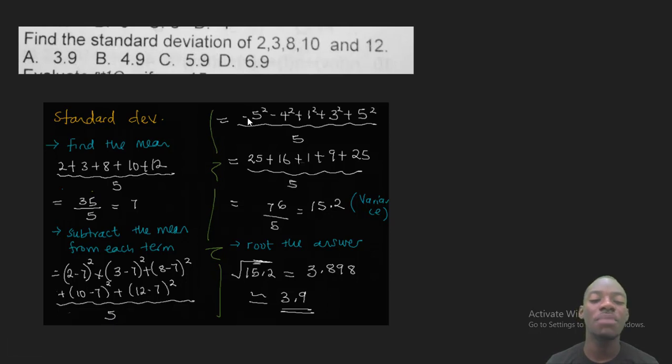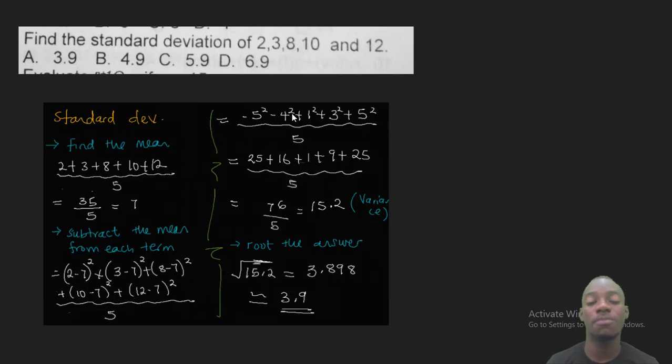Okay, now that will give me 2 minus 7 is actually minus 5 squared. Then 3 minus 7 is minus 4 squared. Then 8 minus 7 is 1 squared. 10 minus 7 is 3 squared. Then 12 minus 7 is 5 squared, all over 5, right? Then minus 5 squared means minus 5 times minus 5, which is plus 25, because double of minus is plus.